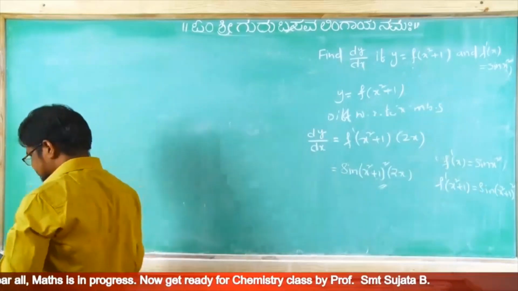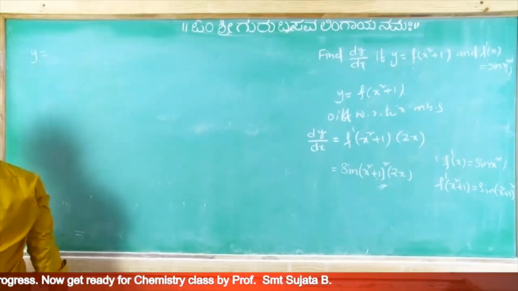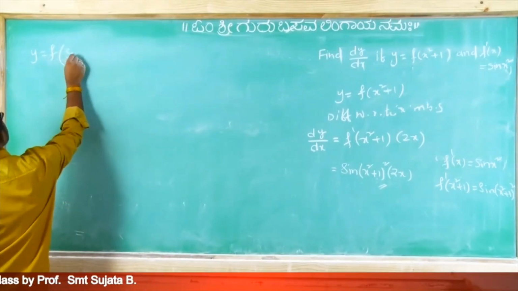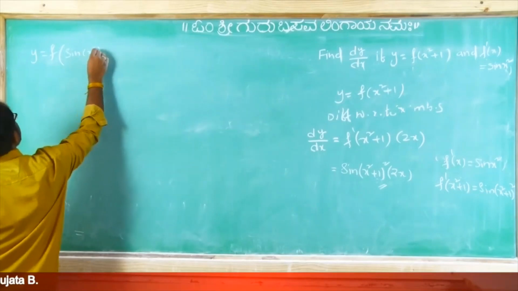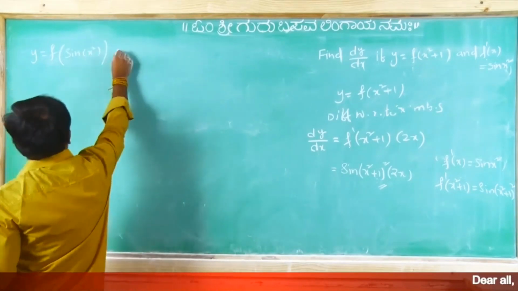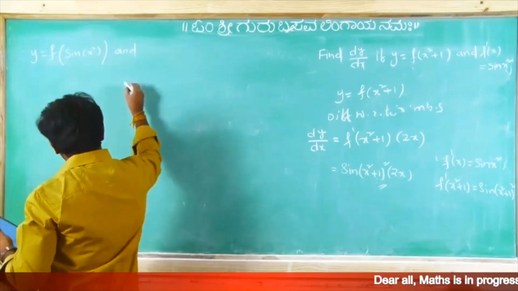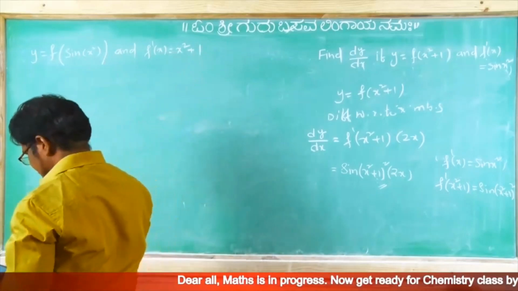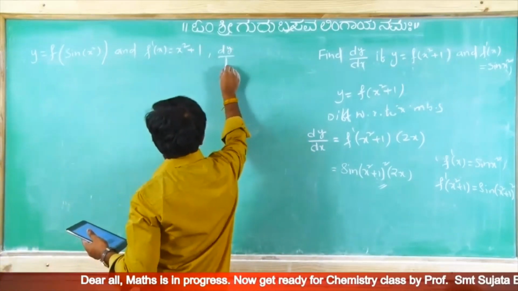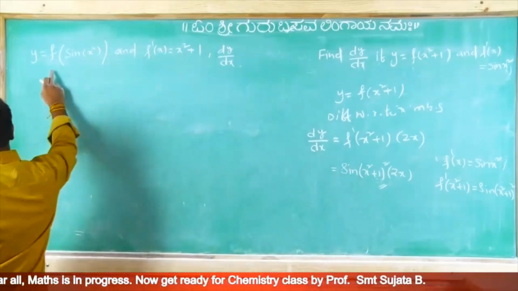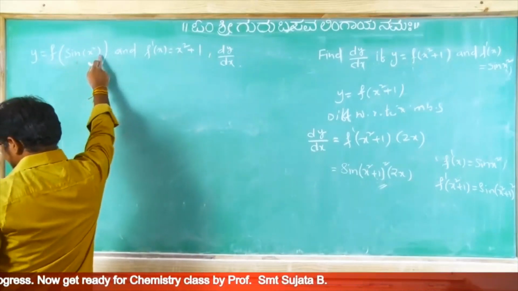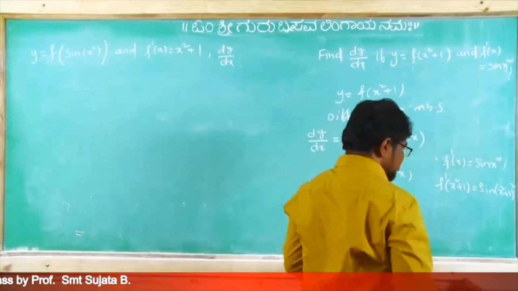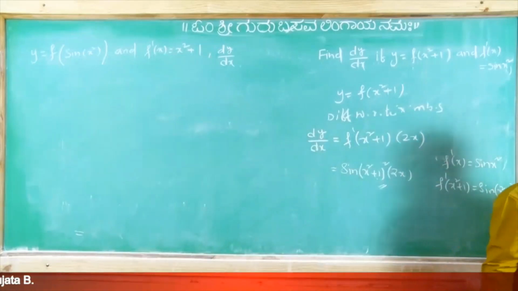Try one more problem. Y equal to f of sin x square and f dash of x equal to x square plus 1. Then find dy by dx. Same as the first problem, just interchanged.